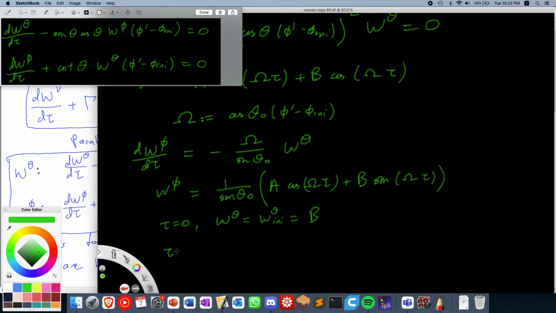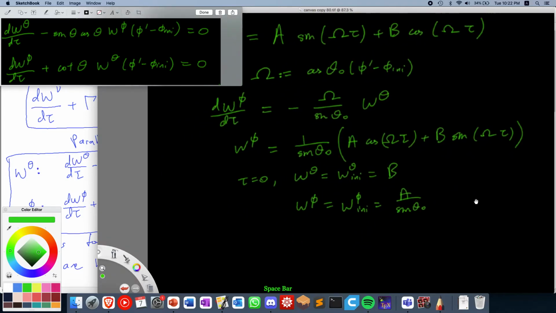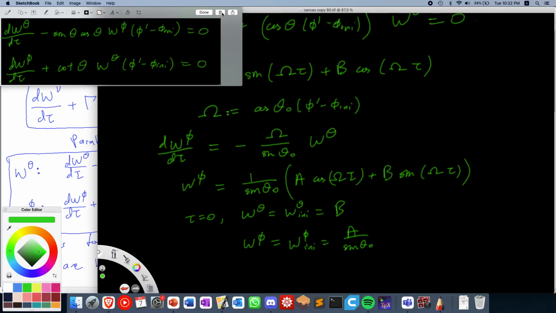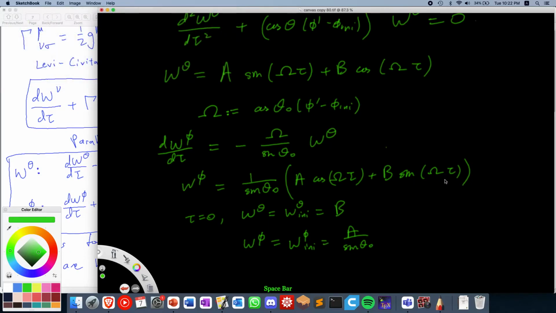And then for your a, this equals to, and you substitute into here, so you get a over sine theta naught. Yeah, okay, so fair enough. So in the end we get that, so I think we're done with this.